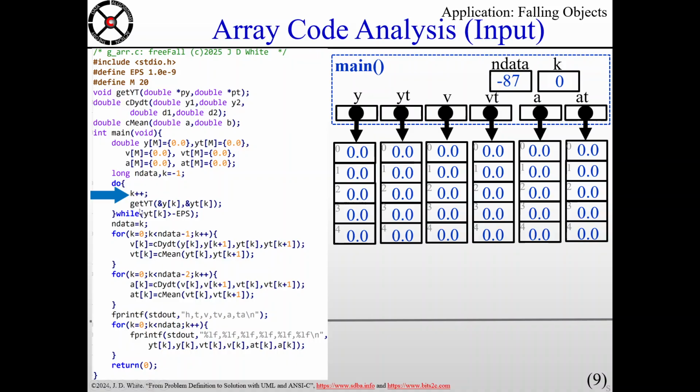And then it calls our get Y and T. So we call the function, and the function returns 42.5 and 0. So it reads the first thing from our file. And we check: is 0 greater than -10 to the -8? Repeat. Yes, it is. So we will repeat.